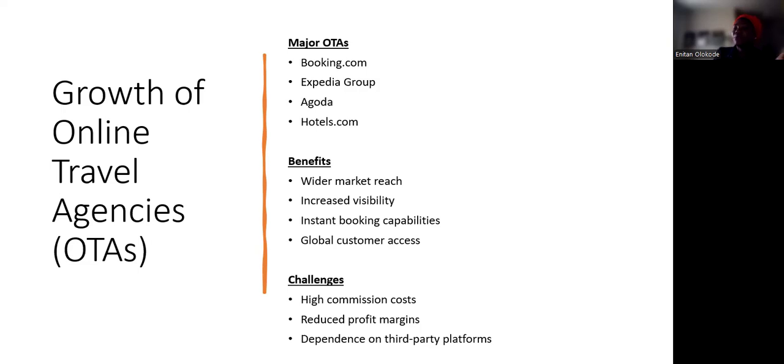So we can simply put that while OTAs are valuable distribution partners to hotels, we must carefully manage our dependence on them, and invest more in direct booking strategies.